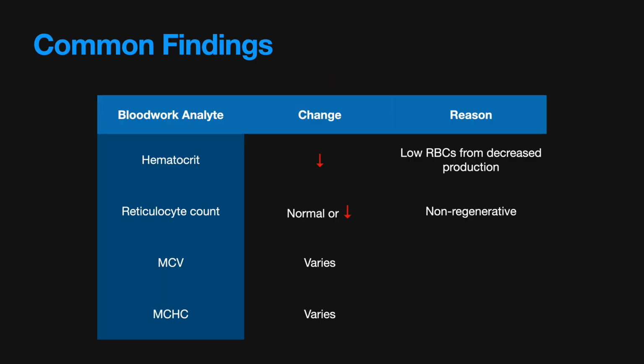Common findings for this type of anemia include a low hematocrit and a low reticulocyte count, as these anemias are not typically regenerative.